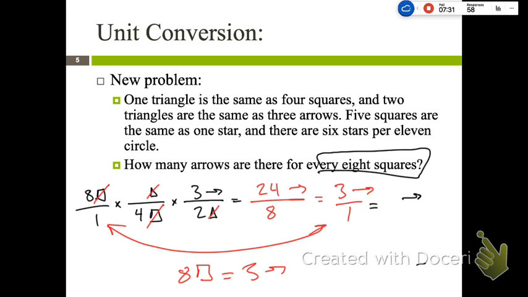Feeling any better about the approach that I'm forcing you to use? All right, you want to try using it in non-shapes form? Yeah. All right.